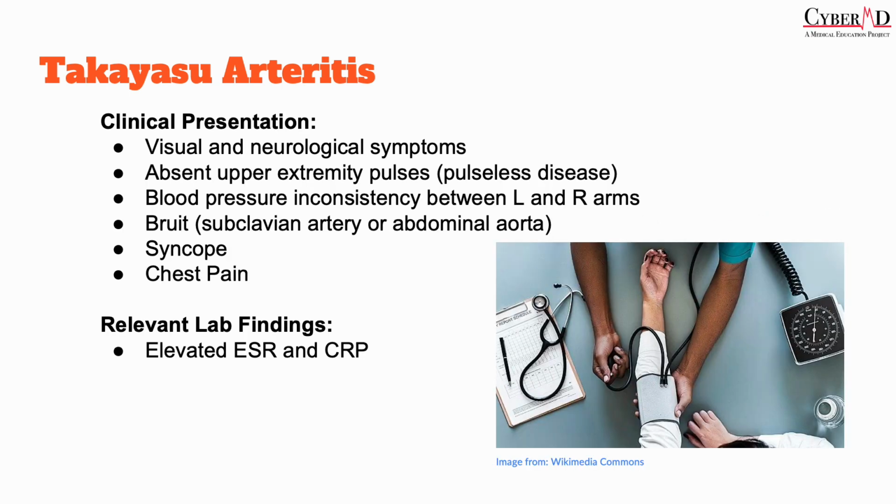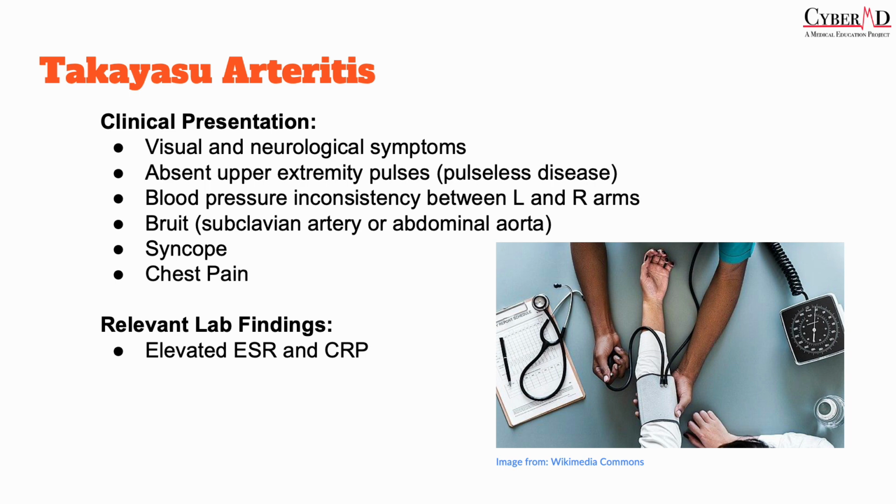Takayasu arteritis may cause visual and neurologic symptoms and may be accompanied by a weak or absent pulse in the upper extremities, also known as pulseless disease. Patients may also experience a disparity in blood pressure between the arms, left and right. You may find that they have a bruit over the subclavian artery or the abdominal aorta. They may experience syncope, and they may experience chest pain.